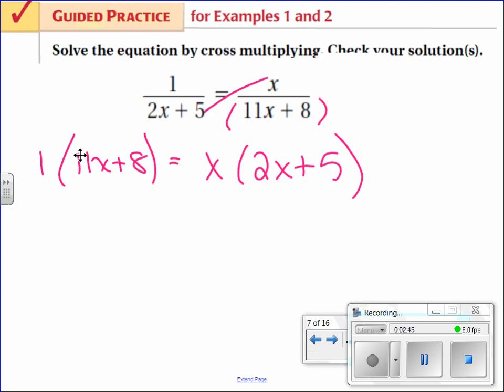Now Spencer, he's a scholarly guy, and he realized that 1 really did nothing. And he distributed that x in his head mentally, but I'm going to write it out for all you viewers at home.